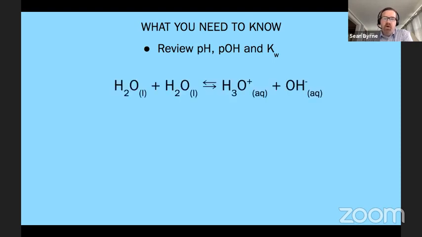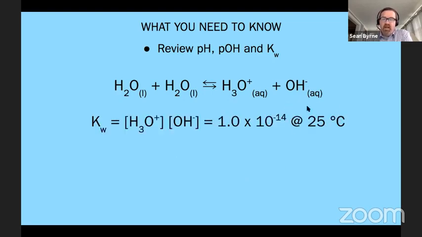We know that all of pH is built on the foundation of the auto-ionization of water, that all of the principles that we're looking at over the course of the next couple of days come back to this reaction of water reacting with itself to make hydronium ions and hydroxide ions.